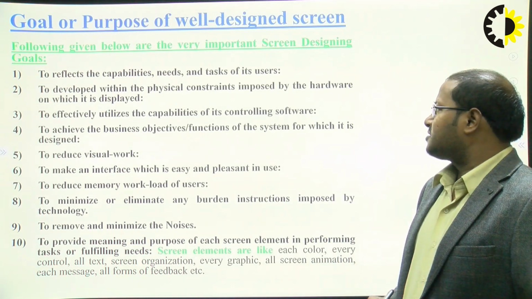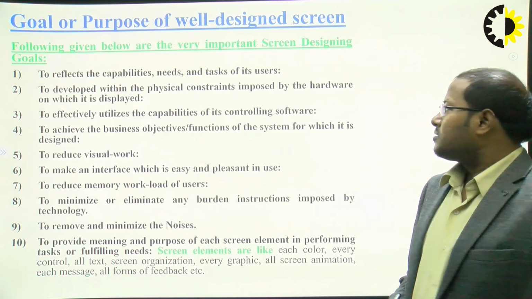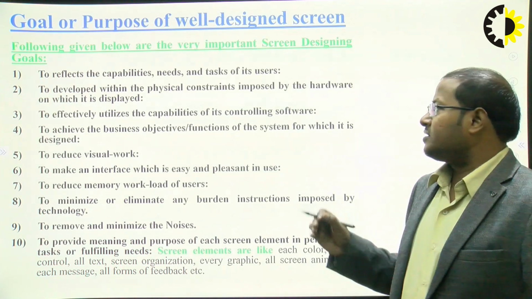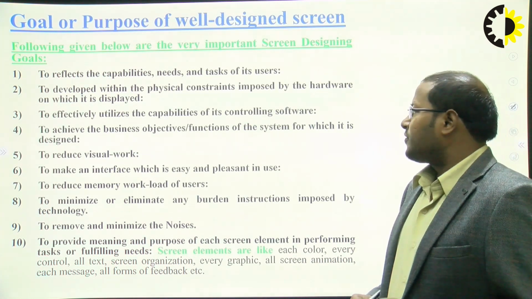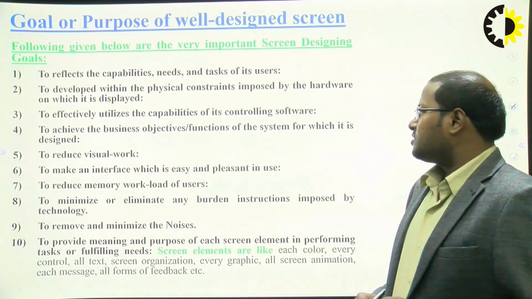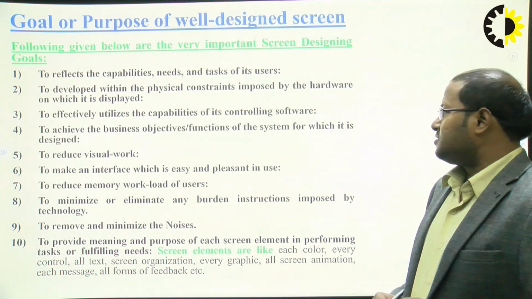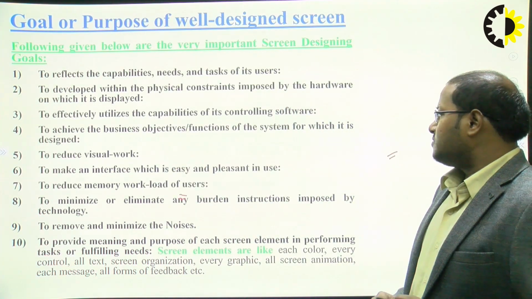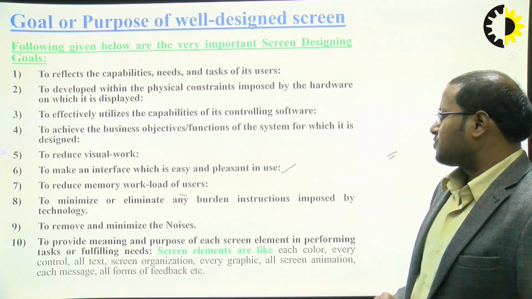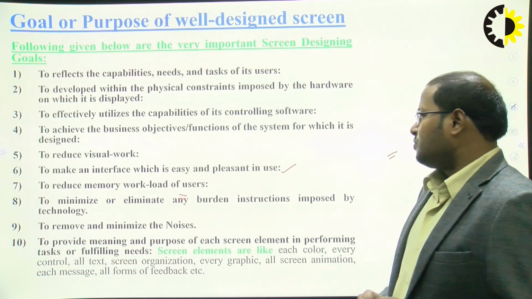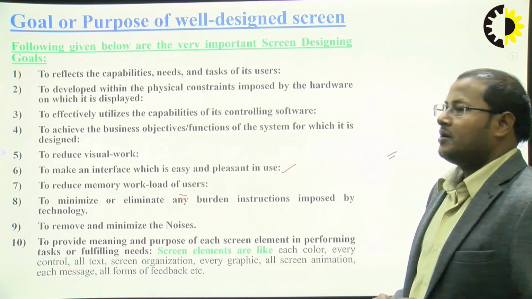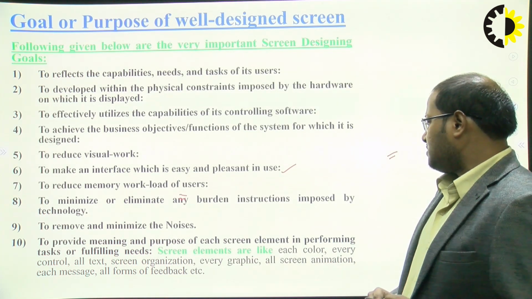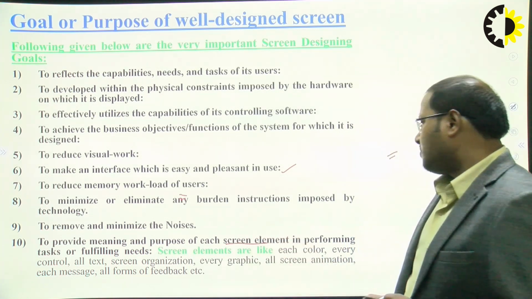To develop within the physical constraints imposed by the hardware on which it is displayed. The hardware constraints are given when you are designing the screen, so we should design the screen in such a way that the physical constraints are considered. To effectively utilize the capability of its controlling software, to achieve the business objective or function of the system for which it is designed, to reduce visual work, to make an interface which is easy and pleasant in use, to reduce the memory workload of users, to minimize or eliminate any burdensome instruction imposed by the technology, to remove and minimize the noises, to provide meaning and purpose of each screen element in performing tasks or fulfilling needs.